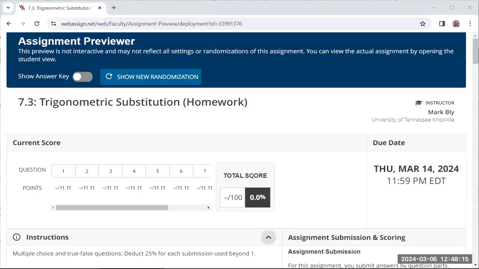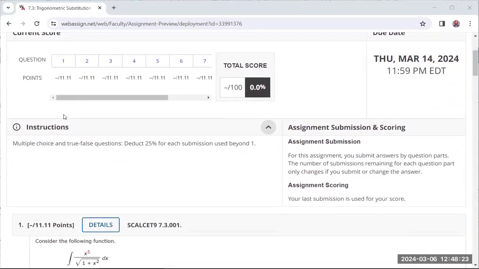All right, welcome. Let's chat through and discuss the section 7.3 trig substitution exercises. Not working out, but let's just talk through it.